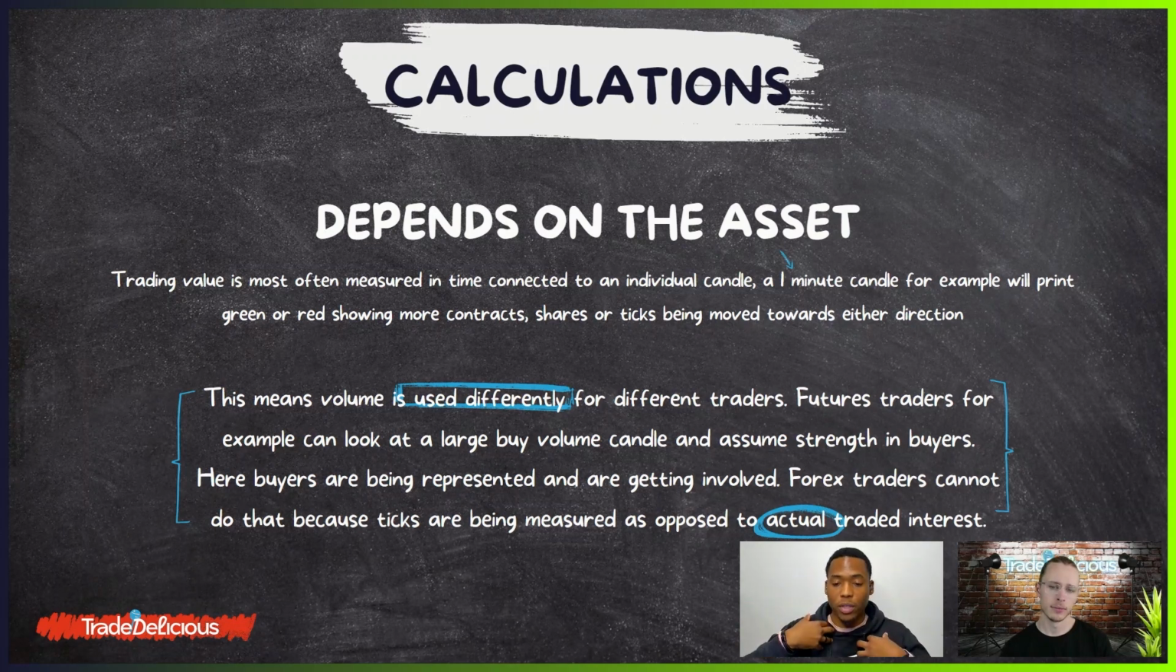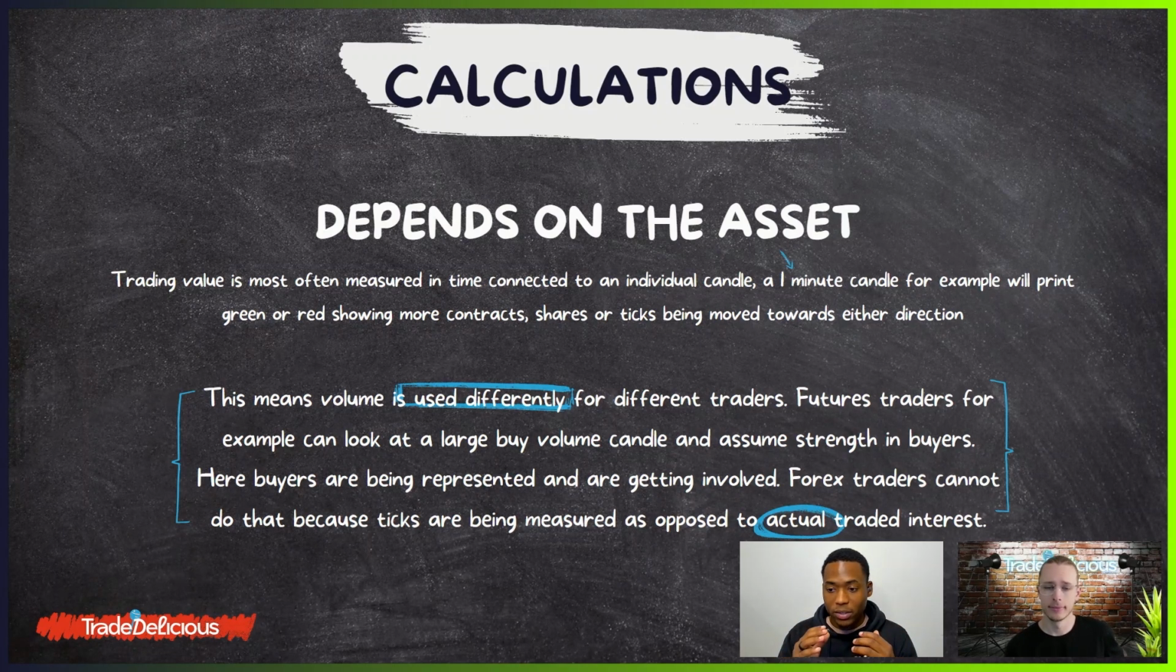Futures traders like myself, for example, can look at a large buy volume candle and assume that there's strength in the buyers. Here, buyers are being represented and getting involved because volume represents the amount of contracts that actually traded within a given time period. Forex traders don't necessarily have that luxury because of how volume works in CFDs.